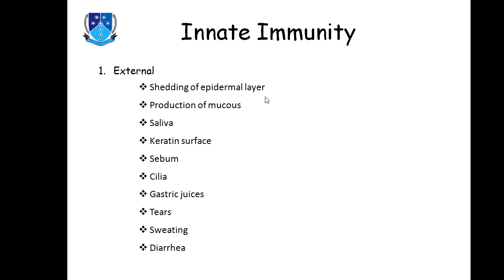The keratin surface of the skin also provides immunity, because the outermost layer, the epidermis, has 5 major layers, and each of the 5 layers contains keratin, and keratin can resist the microorganism and any other foreign matter. The sebum, which is produced by the sebaceous glands, which are present inside the skin, inside the epidermis and dermis.